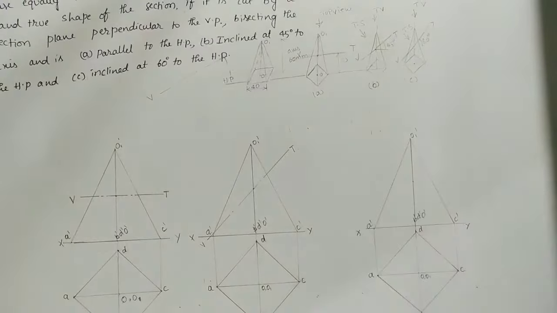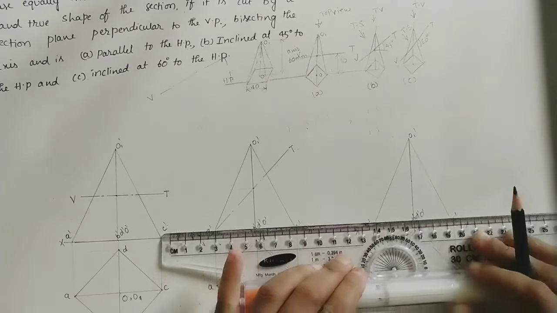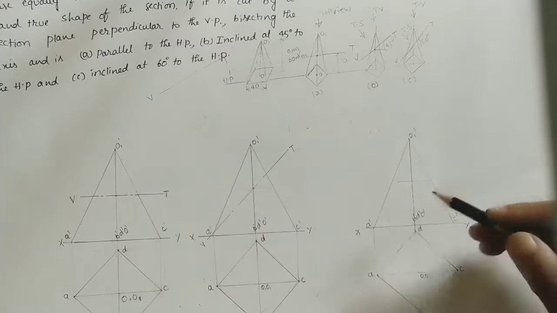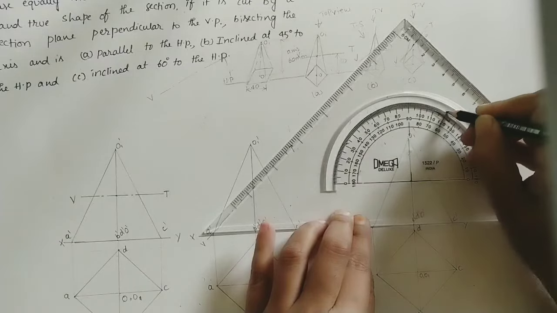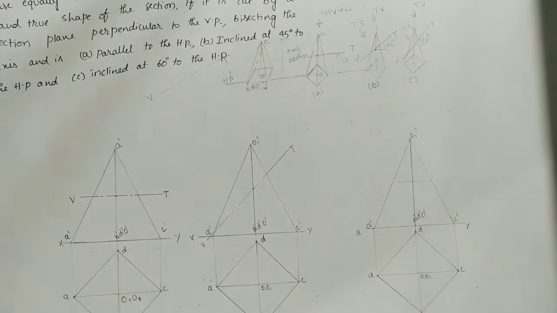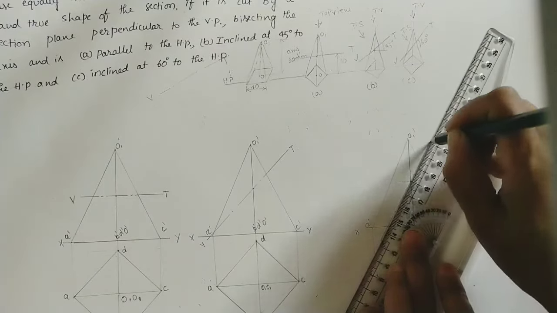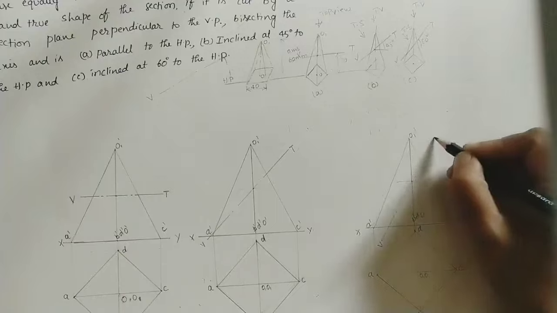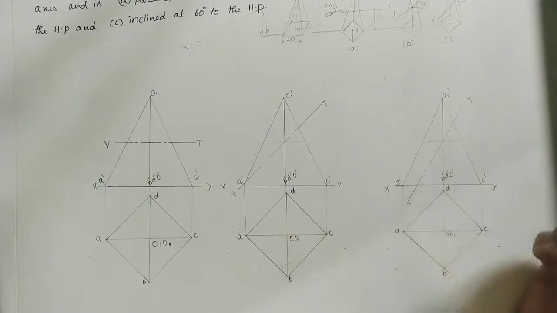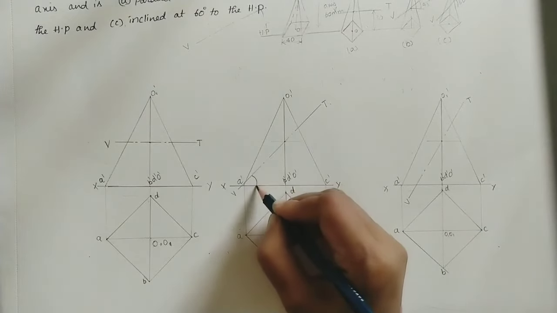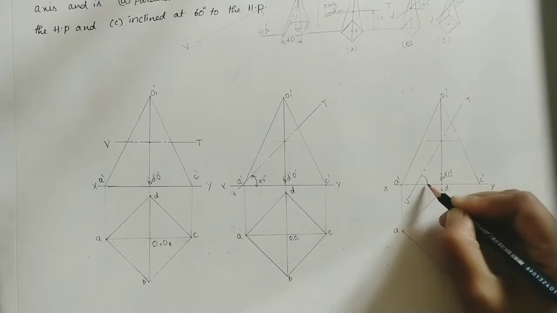In the third it is tilting 60 degrees. At this point, do a horizontal line of some length. Take this as the reference line. Take 60 degrees here. So join this point to this point. Do the cutting plane of some length. Mark the end points V, T. Now these three are the cutting plane positions. Okay. Now this is tilting 45 degrees. Now this is tilting 60 degrees.